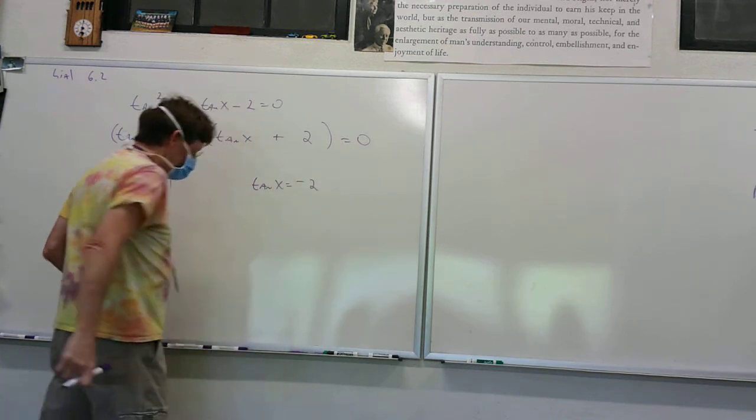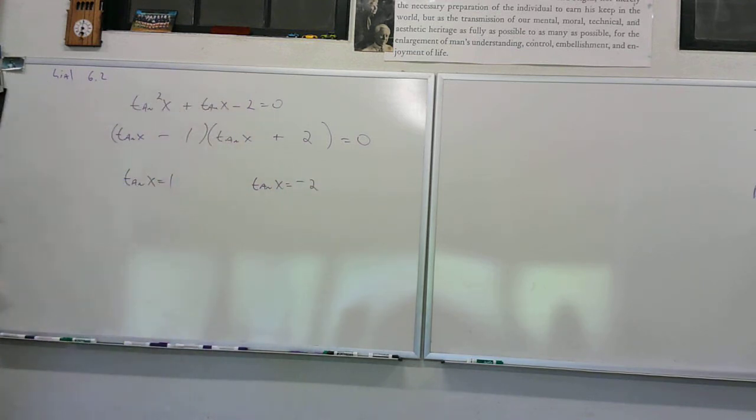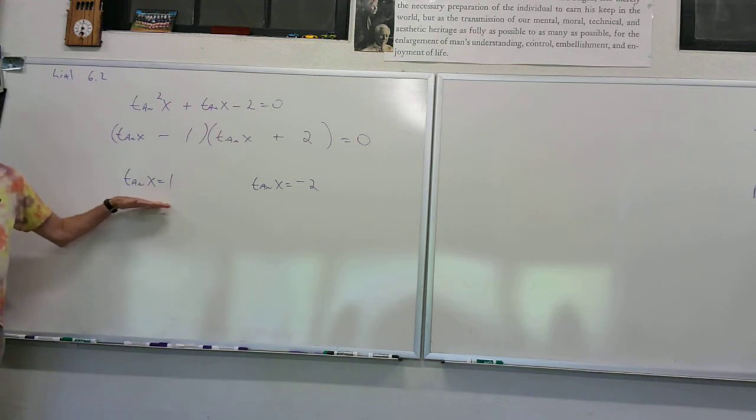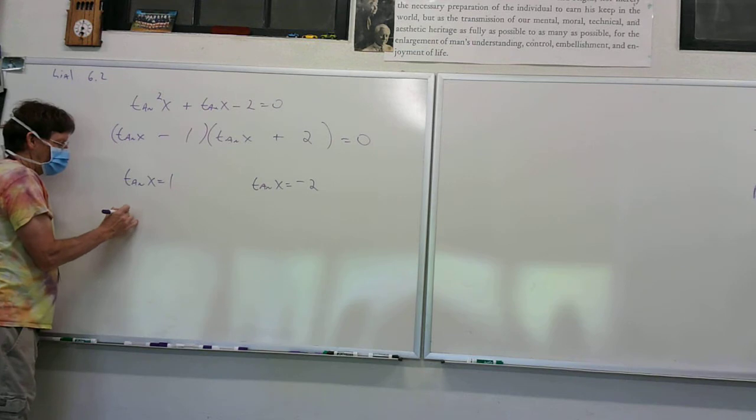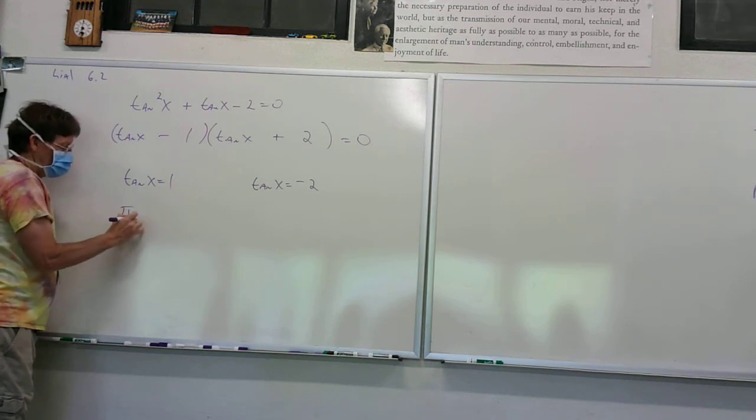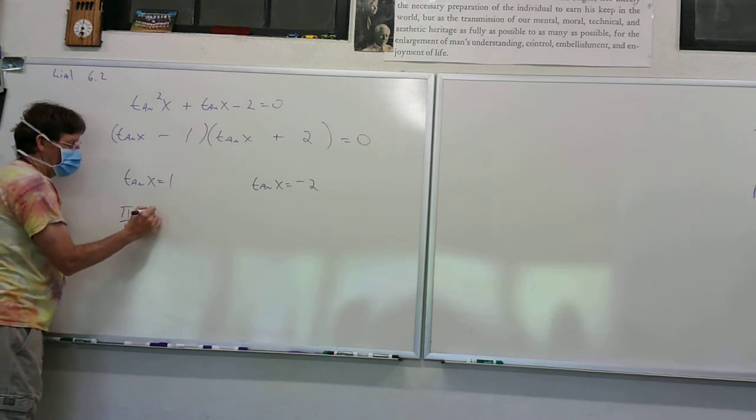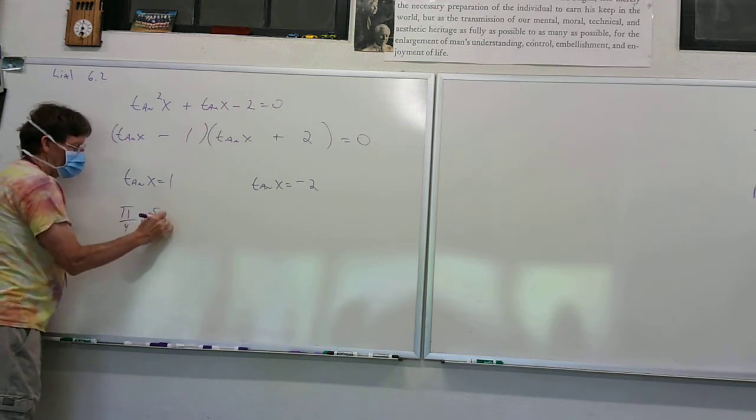All right. Now, this one is on your unit circle. Tangent x equals 1. So what do you get? You get pi over 4. And pi over 4 and what else? Pi over 4 plus pi.